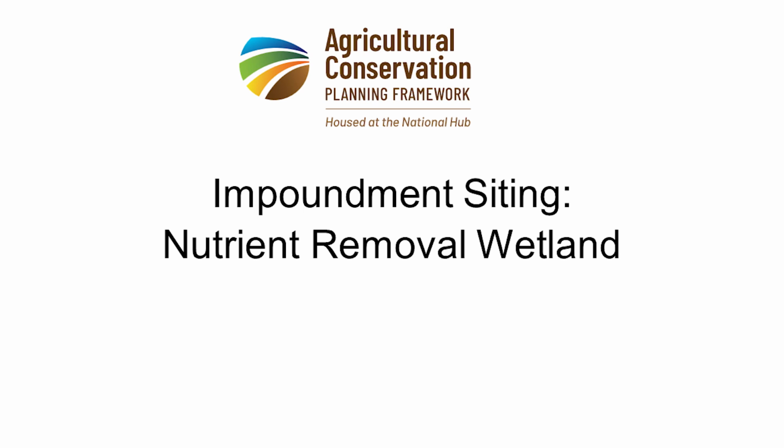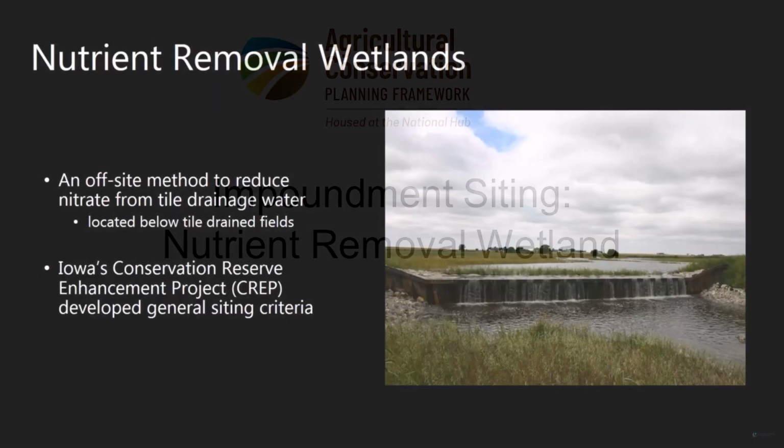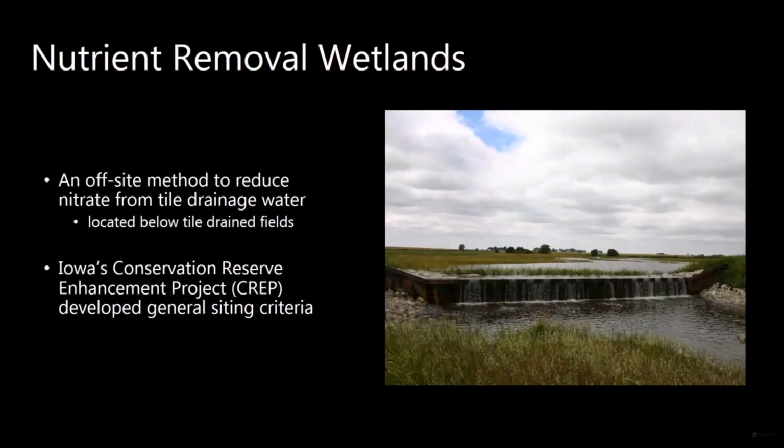In this video, we're going to discuss the Nutrient Removal Wetland Tool. This is the first tool in the Impoundment Siting section of the ACPF Toolbox. Nutrient removal wetlands are off-site methods to reduce nitrate from tile-drained water. Therefore, they get placed below tile-drained fields.